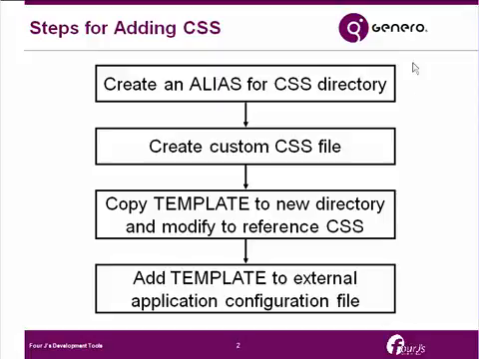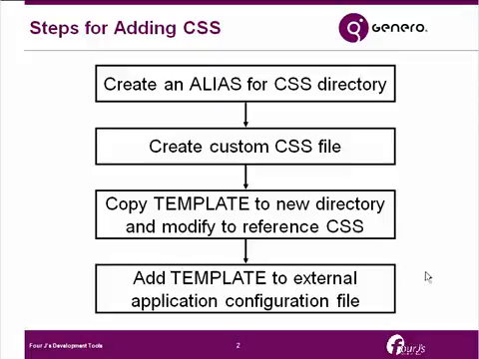The process starts with the same initial steps. You create an alias for the directory that will contain your custom CSS file, if the alias does not already exist. You create your custom CSS file. You identify which template file is used for the application mode or theme that will be applied when delivering the application. Now, however, instead of modifying this template file directly, you create a copy of that template file in a separate directory and you modify the copy.